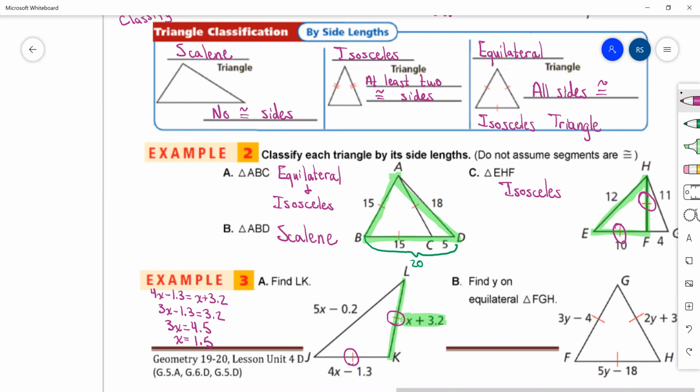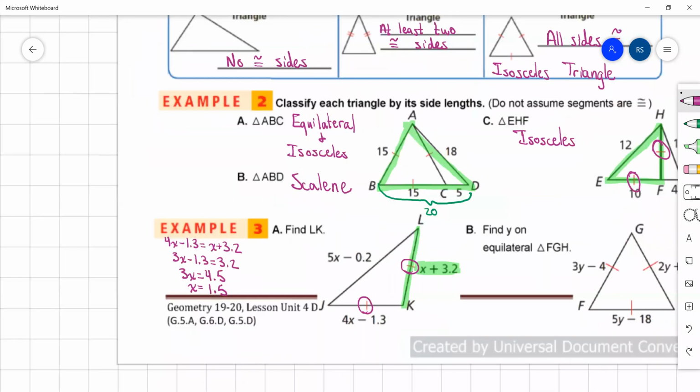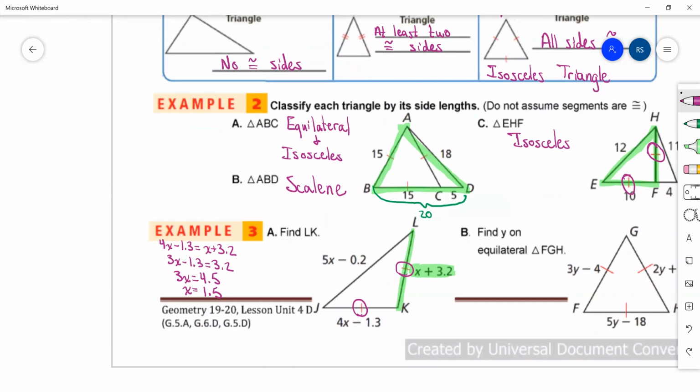Now, they don't just ask me to find x, they ask me to find LK. So that means I have to plug it in. So LK equals 1.5 plus 3.2. It's going to give us 4.7. That's what LK equals. 4.7.